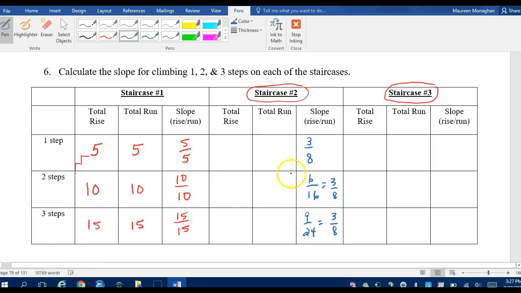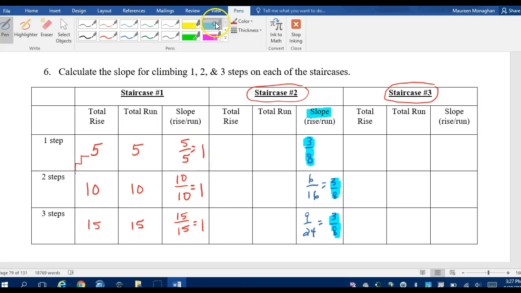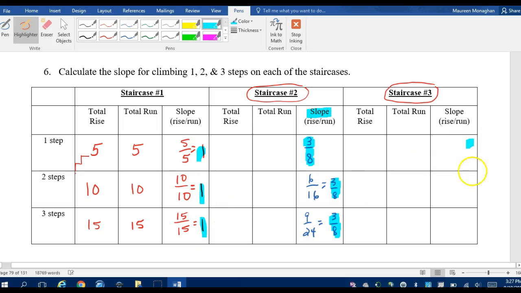Okay, I'm not going to fill this in. I'm going to have you fill that in. But I want you to notice the slope. Look at the slope for each one of these. It's 3/8, 3/8, and 3/8. If we jumped back here, 5/5 is 1, 10/10 is 1, 15/15 is 1. These slopes are all the same. And it should be the same with this once you fill this in.